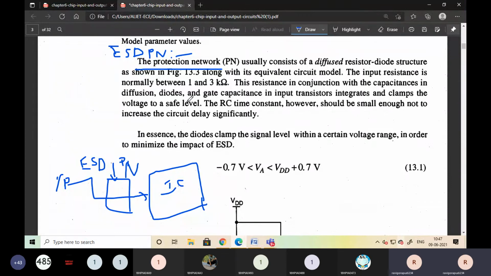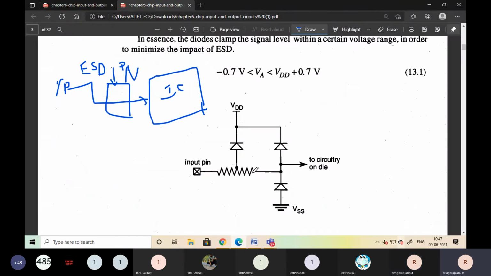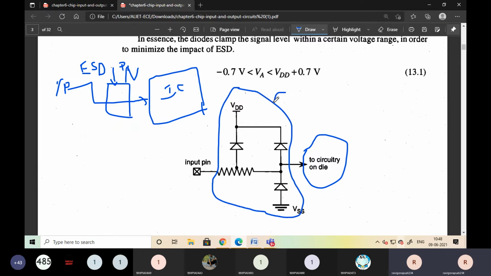The protection network usually consists of a diffused resistor diode structure, as shown below, along with its equivalent circuit model. Here, input we are giving. This is connecting to the circuitry on die, meaning the IC. This complete structure is the protection network.